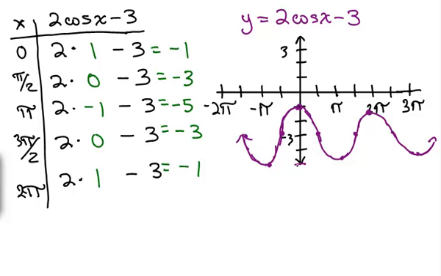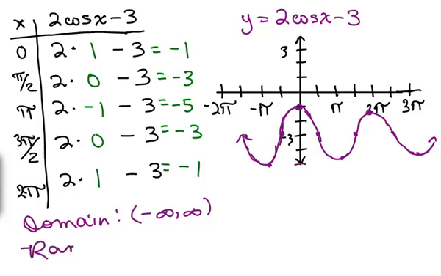So notice that the amplitude is 2. If you look at the halfway mark, it goes up 2. And of course that's because the coefficient of the cosine is 2, and that's how you get the amplitude. So let's write down the other stuff we want to know here. The domain, as usual, x could be anything, so negative infinity to infinity.